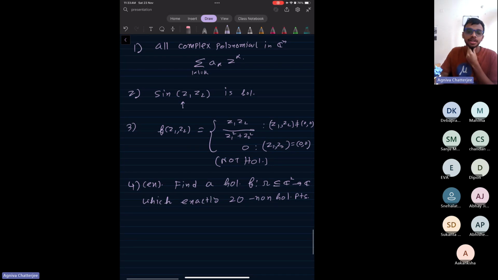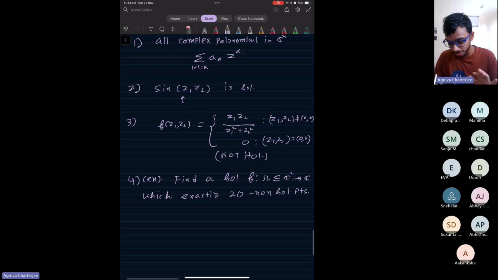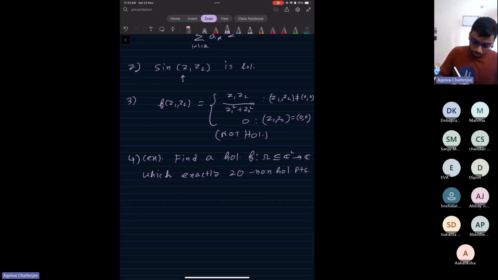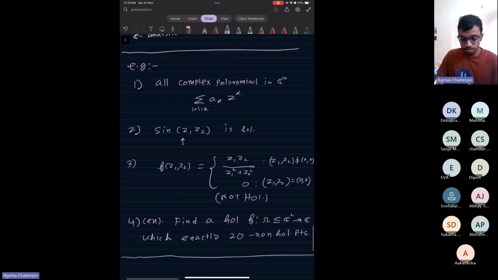So can you find a function with finitely many non-holomorphic points? That's what I'm asking. Think about it. It's not very easy, but just think about it. All right. So that's more or less all about the definition.